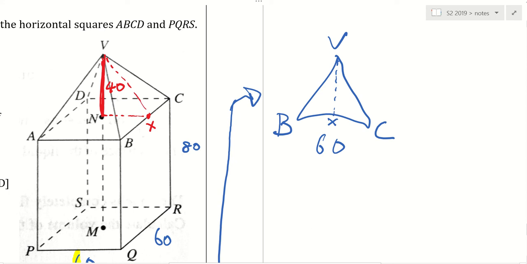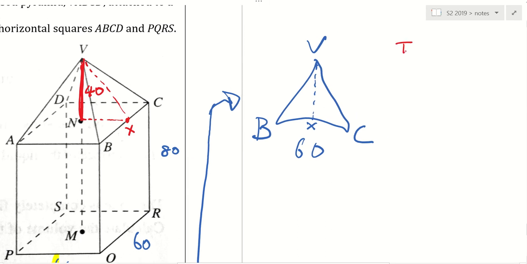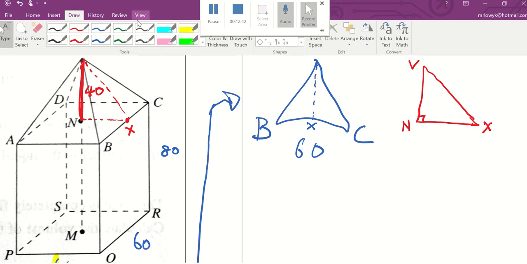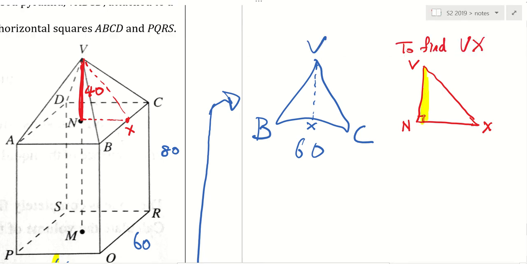So far, can you follow the story? Okay, so I got a triangle here. I want to find the VX, but I cannot find VX in this triangle. I need another triangle to help me. So, to find VX, I will need another triangle, and this triangle is V, N and X. Can I color the triangle and show you where this triangle is? So this triangle here is actually this triangle here.